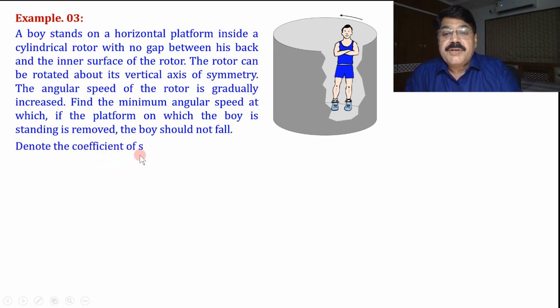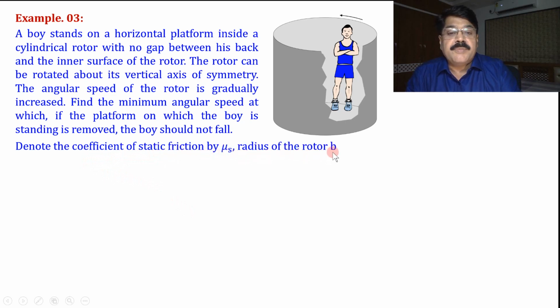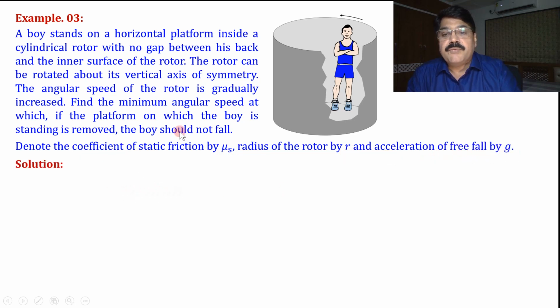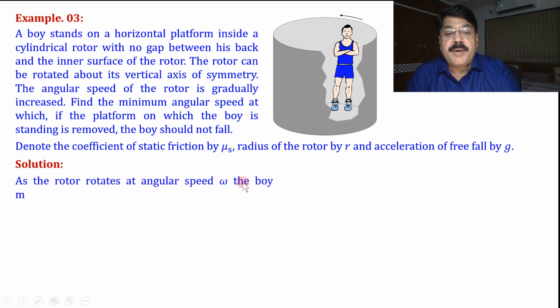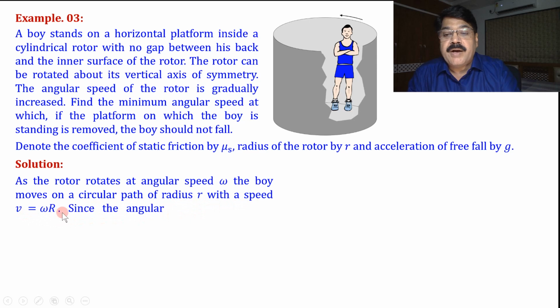Denote the coefficient of static friction by mu s, the radius of the rotor by r, and the acceleration of free fall by g. We have to find this, and this is the information given. What we have qualitatively thought, let's document it first. As the rotor rotates at angular speed omega, the boy moves on a circular path of radius r with a speed v equal to omega r.